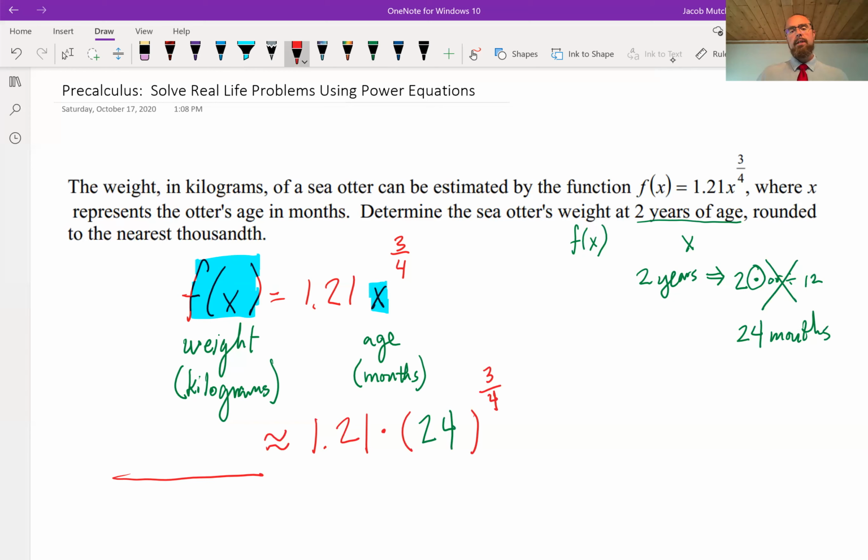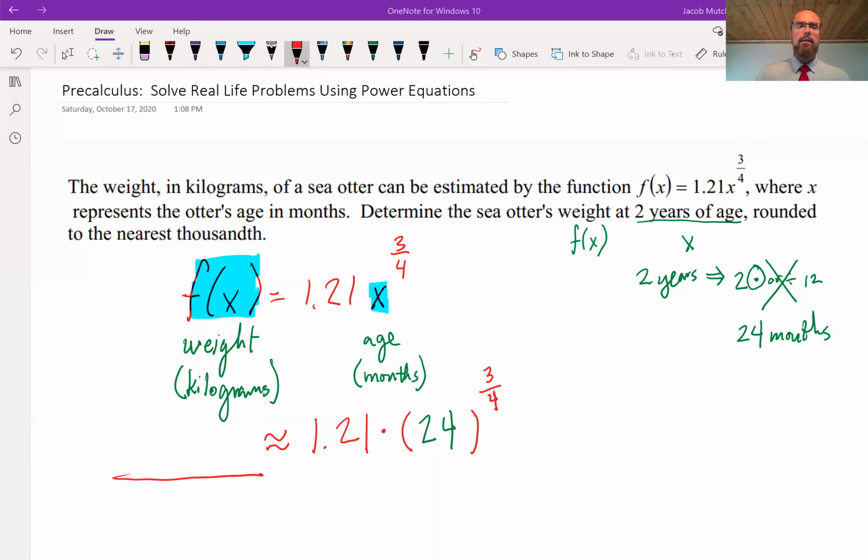So in terms of thinking, do I need to just evaluate or should I solve? Here I just need to evaluate, because everything in terms of my numbers is on the right-hand side. The left-hand side is a blank. I just need to calculate what's 1.21 times 24 to the power of 3/4. So that's a good setup, and we're ready to use our graphing calculator to evaluate there. So let's head over to Desmos real briefly.